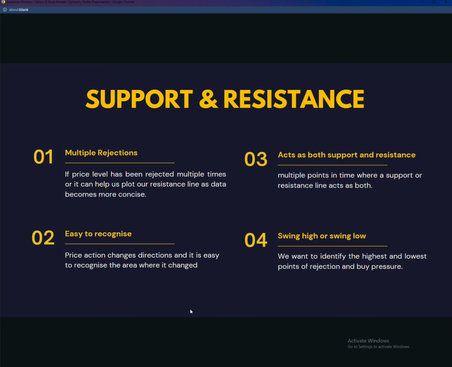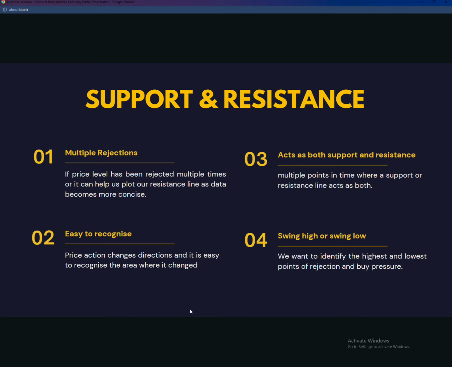Any support or resistance level becomes more identifiable with more rejections it has received. A rejection can be either sell pressure is too high, so the price at a certain level will not go higher and will eventually decrease in token price, or buy pressure is too high that the token price increases.